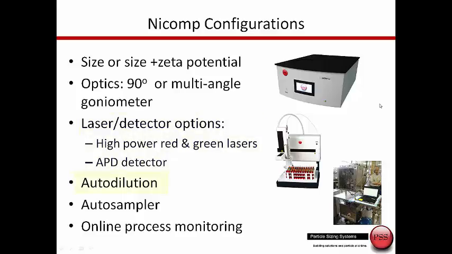Some unique features to the Nicomp include being able to do automatic dilution of samples, being able to integrate to an XY autosampler. You see here an autosampler capable of measuring up to 90 samples automatically, and also some unique capabilities to do online size measurements using dynamic light scattering.